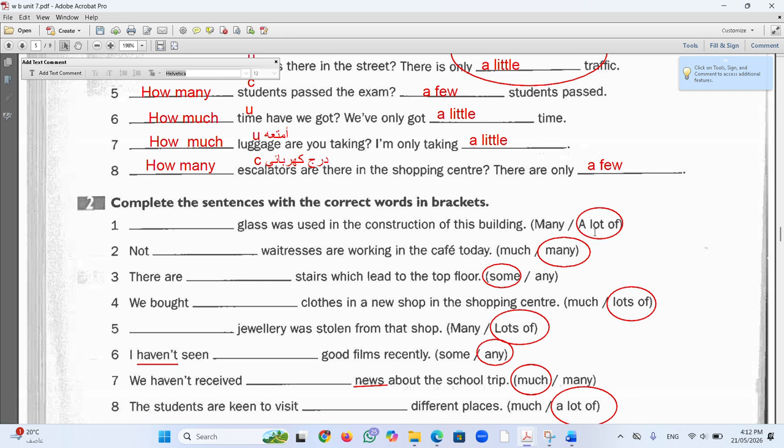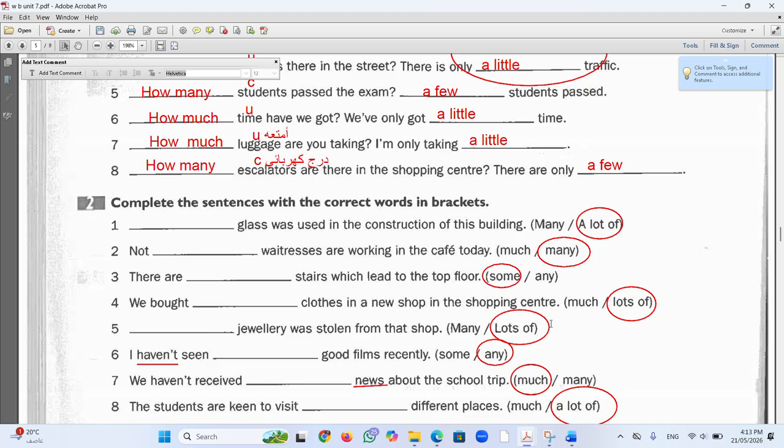A lot of is good for the word glass, because glass is uncountable. It takes a lot of, not many. Many is for waitresses, because waitresses can be counted, so we call it countable. Stairs is a countable word, for that we use some. Clothes is a countable word, for that we use lots of.